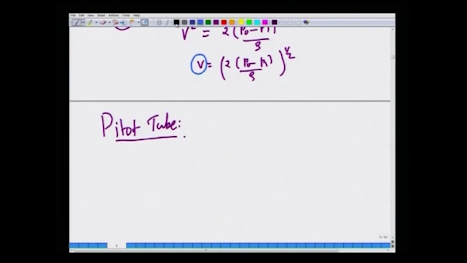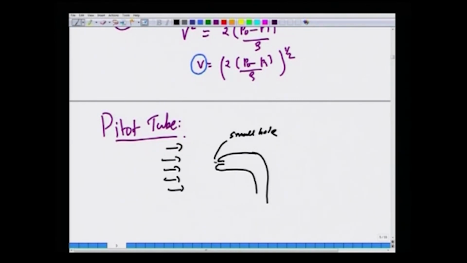So, how it works is the following. You have a tiny tube with a small hole, which is aligned in the direction of flow, and the fluid comes to rest at this point approximately. Therefore, if you connect this to a manometer, you will get the stagnation pressure with respect to the atmospheric pressure, that is the gauge stagnation pressure. So, the pitot tube can measure stagnation pressure.